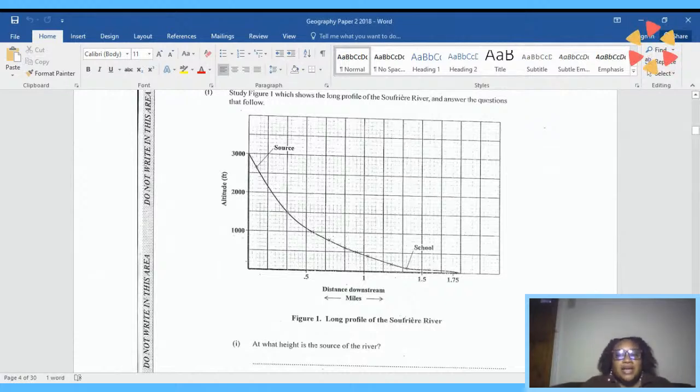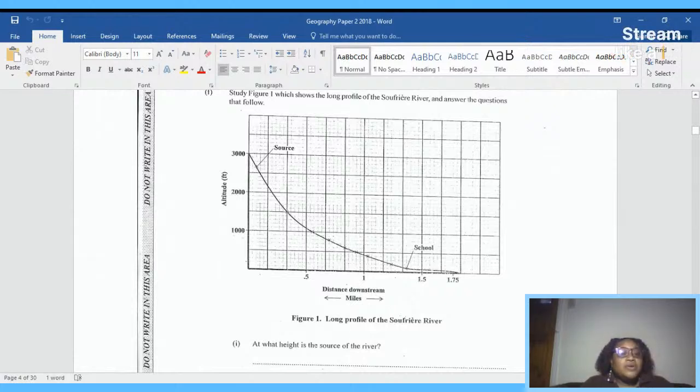So this question, and when you all get this paper, I want you all to be able to pinpoint which part of the syllabus it's coming from. So this particular question that you're seeing, it is showing you a long profile, and a long profile comes from the topic of rivers. So remember, with rivers, you can look at cross section of a river, and you can look at the long profile. So the long profile shows you the source to the mouth of the river, right?